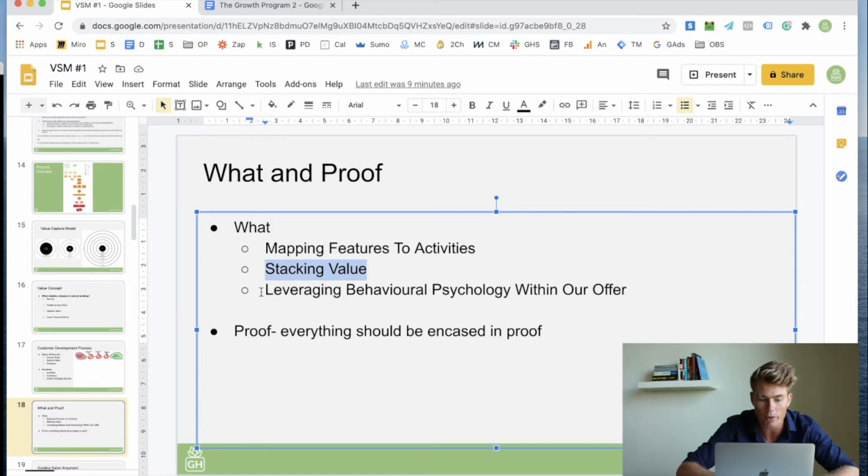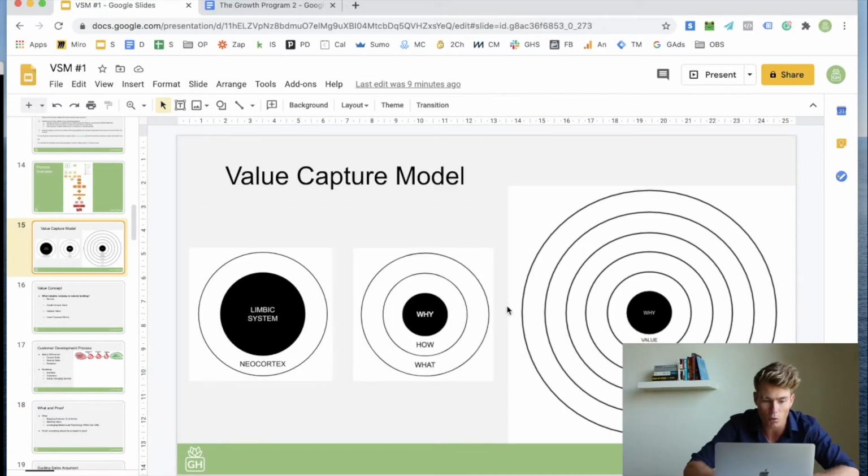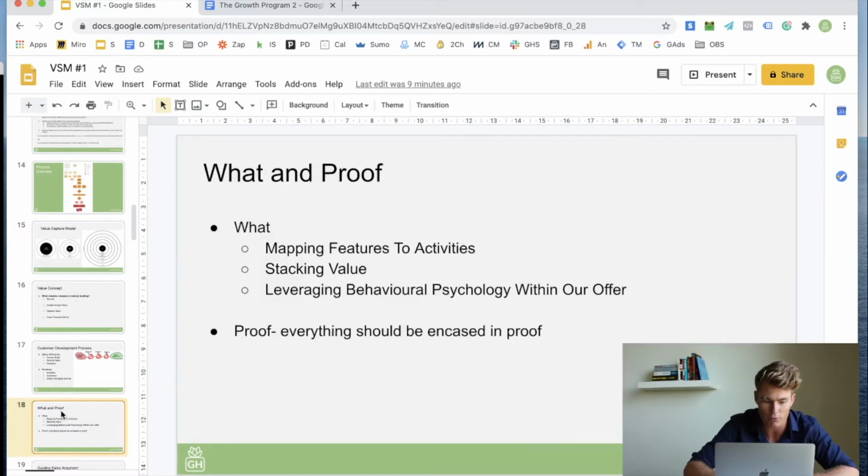And what we will do from there is we will then start to leverage behavioral psychology within our offer to introduce things like scarcity, urgency, and also risk reversal guarantees as well, okay? So that is the what circle of the value capture model.